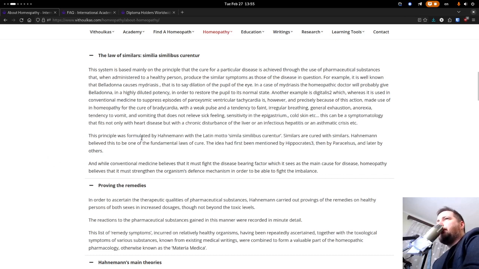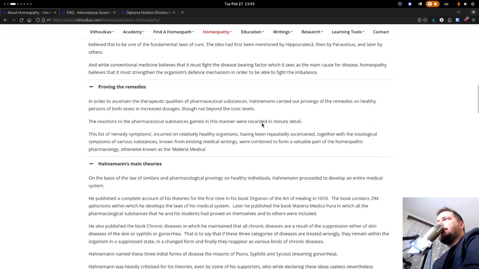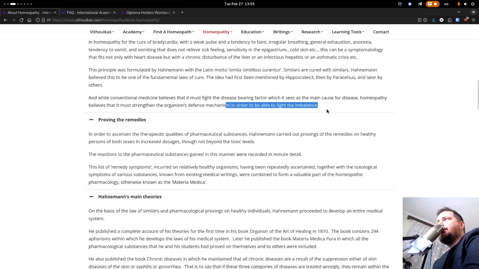This principle was formulated by Hahnemann with the Latin motto, similia similibus curantur. Similars are cured with similars. Hahnemann believed this to be one of the fundamental laws of cure. The idea had first been mentioned by Hippocrates, then by Paracelsus, and later by others. And while conventional medicine believes that it must fight the disease-bearing factor, which it sees as the main cause for disease, homeopathy believes that it must strengthen the organism's defense mechanism in order to fight the imbalance.